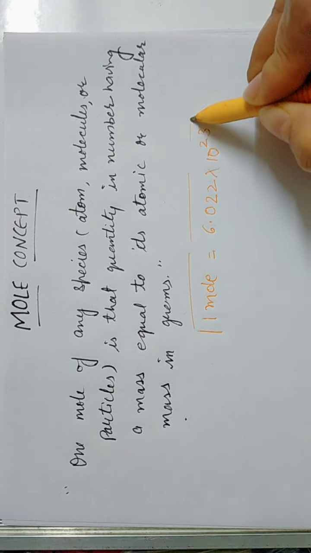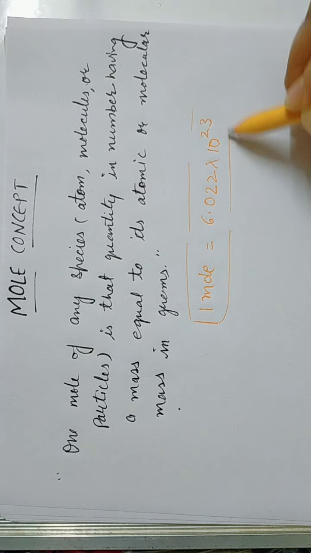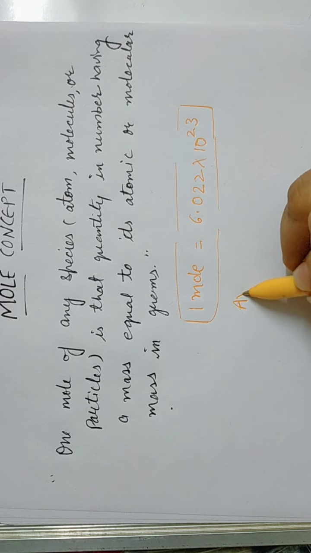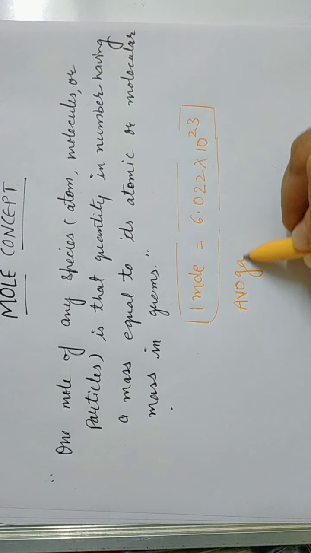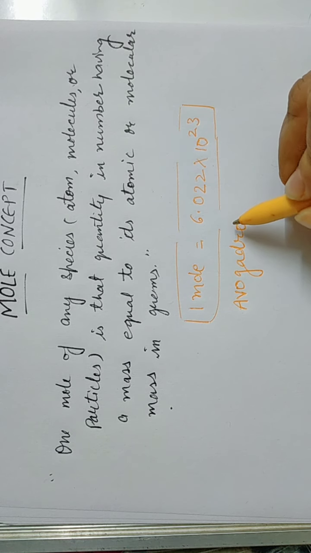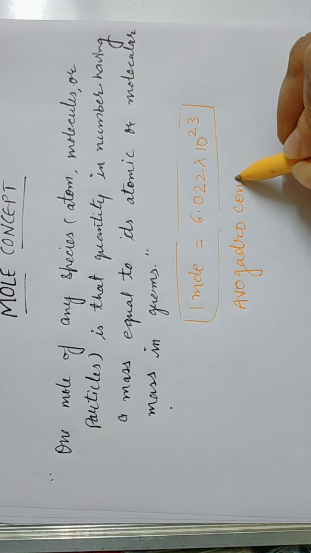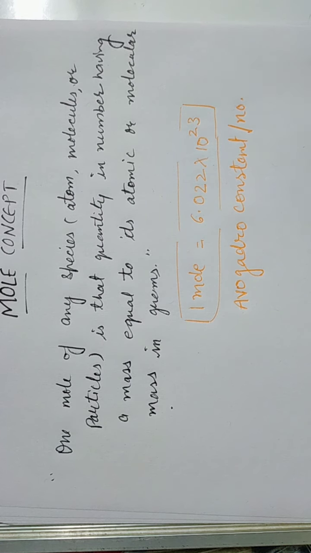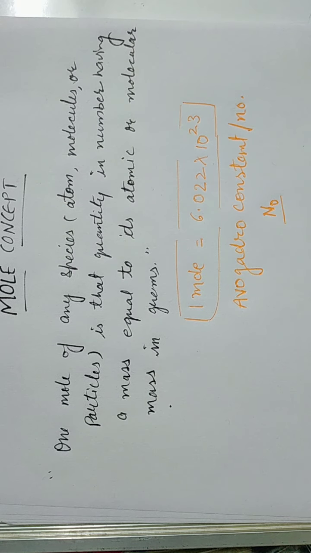Students, this number is also called the Avogadro number, or we can call it the Avogadro constant, and it is represented by capital N_A.